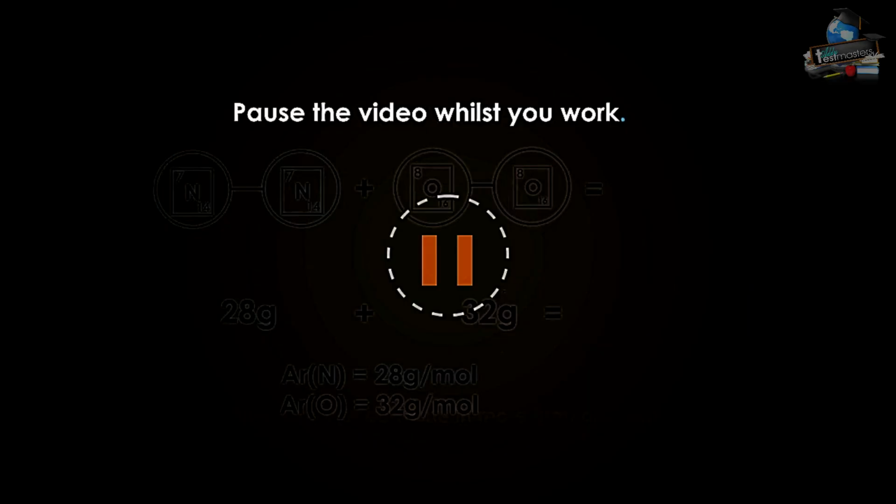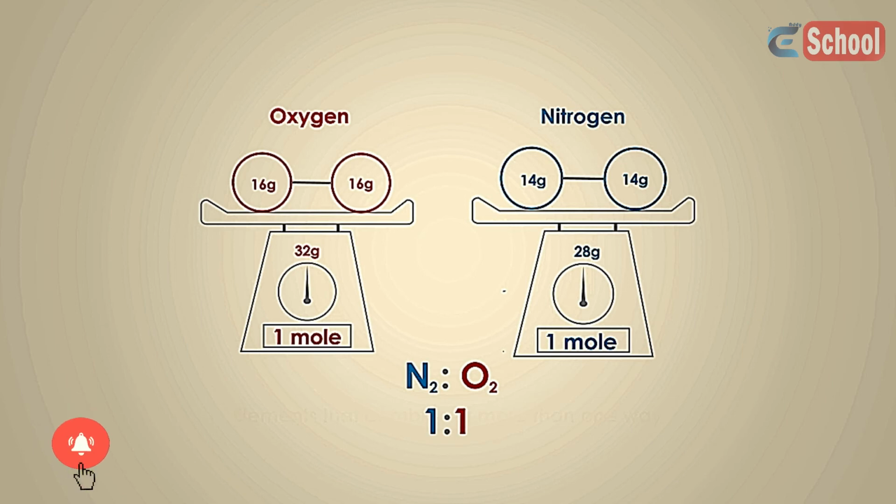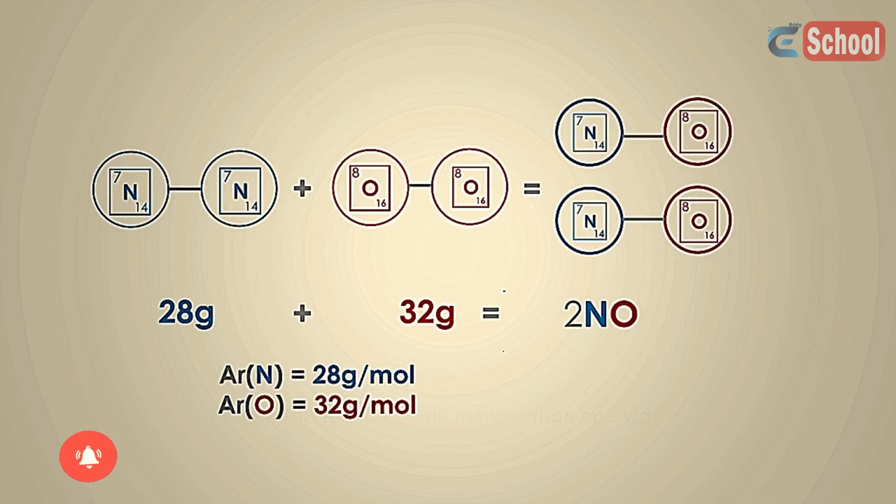Pause the video whilst you work it out. You should have found that 28 grams is 1 mole of nitrogen and that 32 grams is 1 mole of oxygen. The ratio of moles is 1 to 1, so the product is NO.